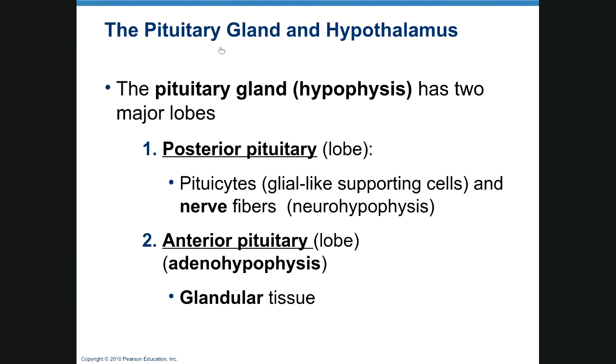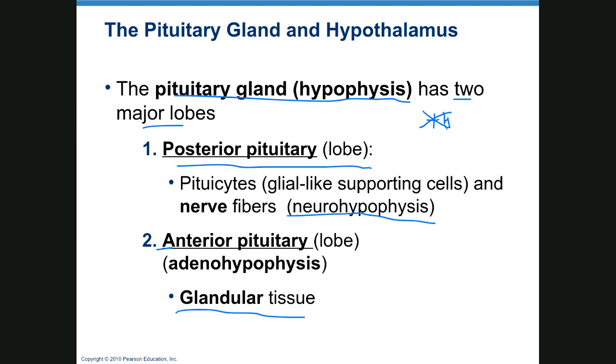Now, the pituitary gland and the hypothalamus are intimately related and work together. The pituitary has two major lobes. The pituitary is also referred to as the hypophysis. The posterior pituitary is actual nerve fibers, and it is referred to as the neurohypophysis. The anterior pituitary is glandular tissue, and it is referred to as the adenohypophysis.